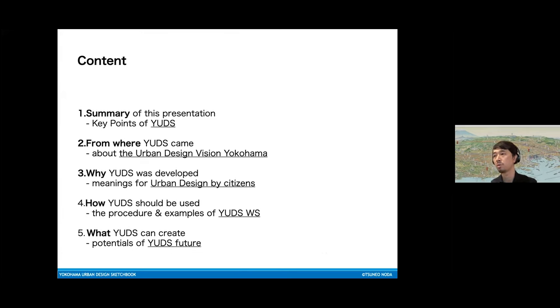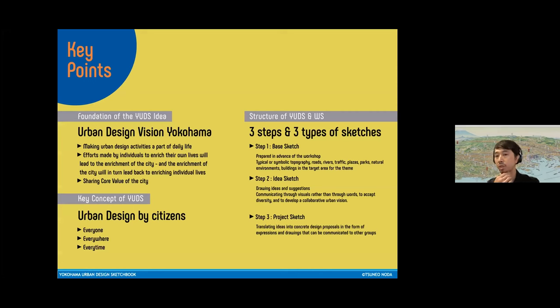So, the Yokohama Urban Design Sketchbook. Where did this tool come from, how was it developed, and how can it be used? Those are the points I would like to cover in this presentation. These are the key points for the entire presentation, as I have explained many times. This is not a mere workshop tool. As Yokohama formulated its urban design vision, this tool was created. This tool was based upon the initiatives taken by Yokohama in relation to the urban design vision. I would like to emphasize that.